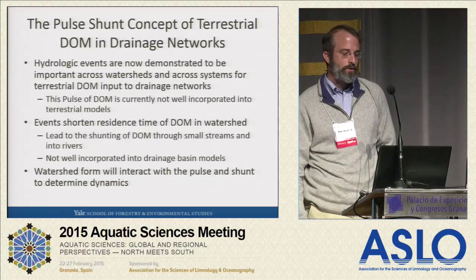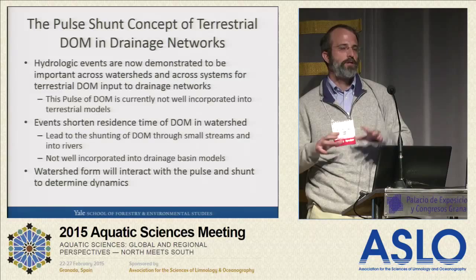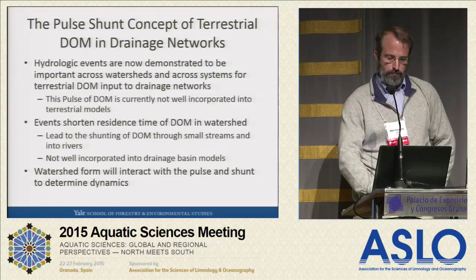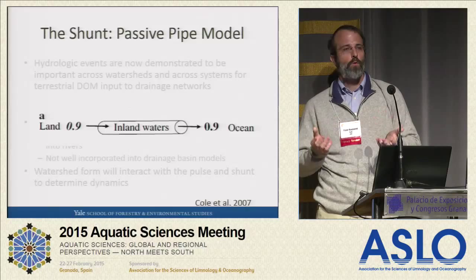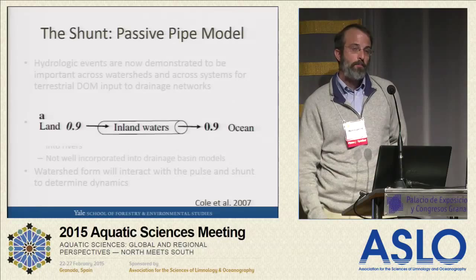And then I'm going to talk a little bit about how watershed form allows you to do some scaling of the pulse shunt. And so really, partly what I'm trying to argue is to bring back this concept of a passive pipe, to be a little controversial, and to try to look at under what instances watersheds and drainage networks are acting like an active pipe versus a passive pipe.